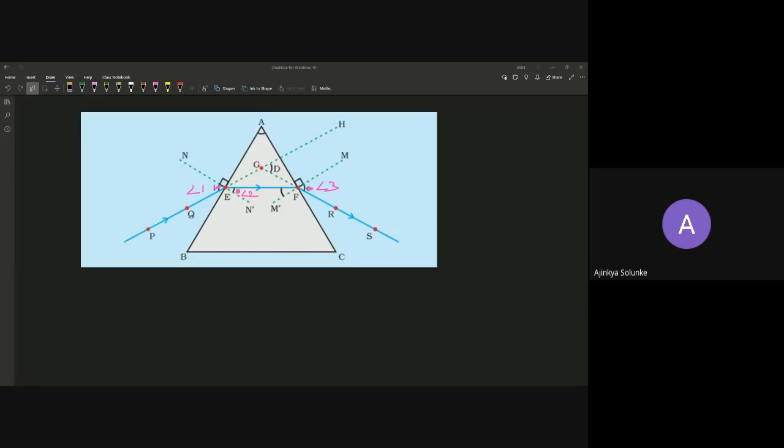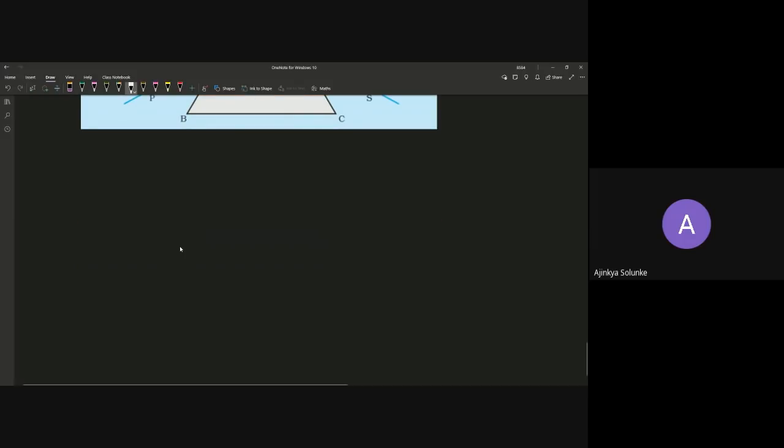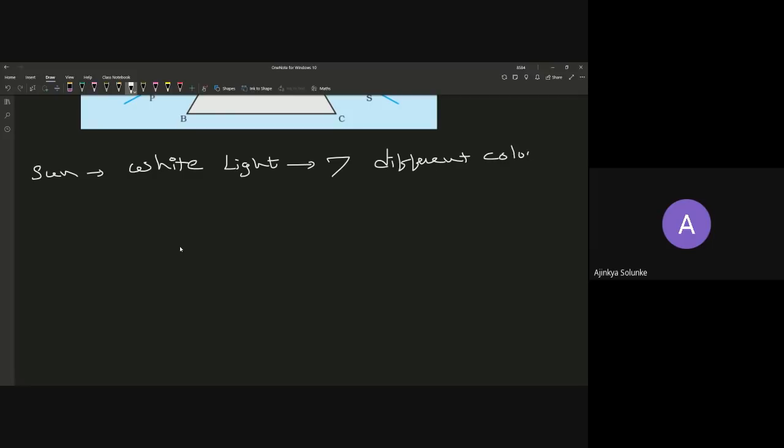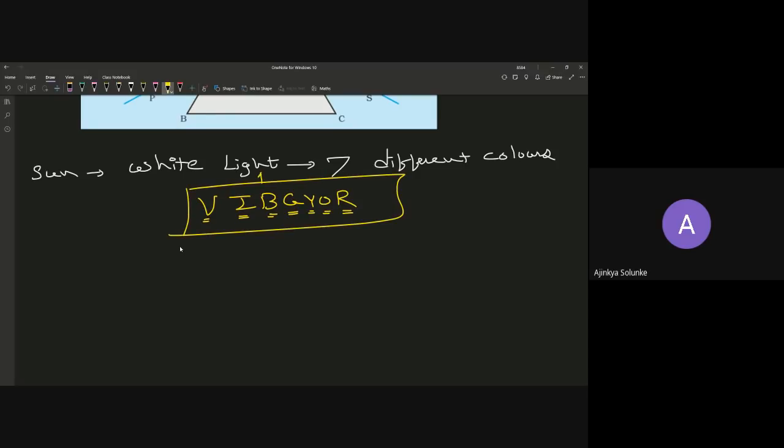Now let us talk about white light. Our sun gives us white light. White light is not a single light. It is composed of 7 different colors. Which are those colors? In short, we call it Vibgyor. That is violet, indigo, blue, green, yellow, orange, red. These are the 7 colors out of which white light is made up.